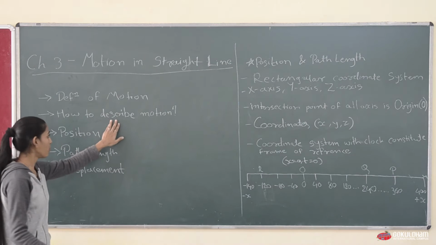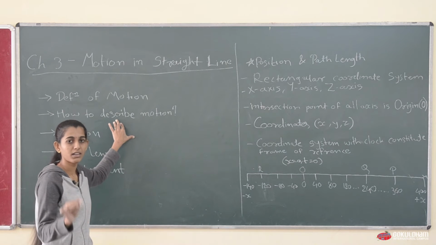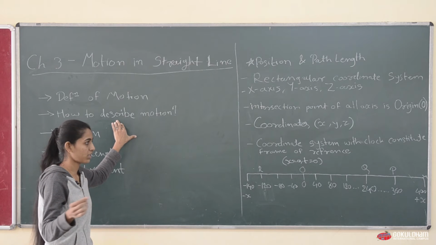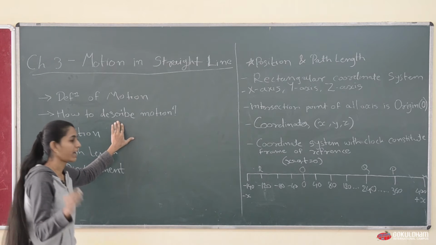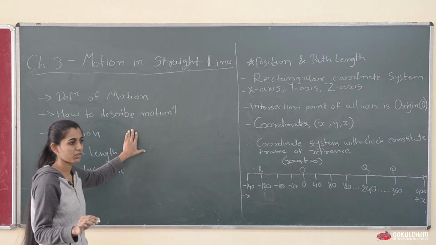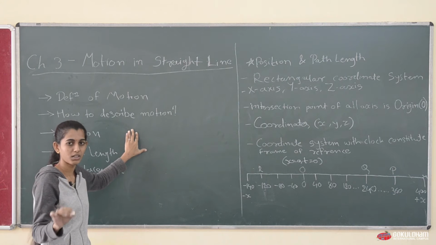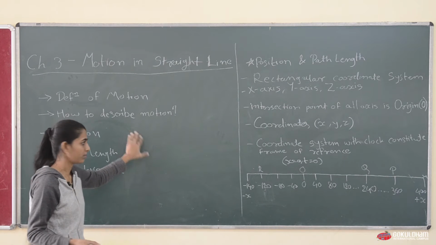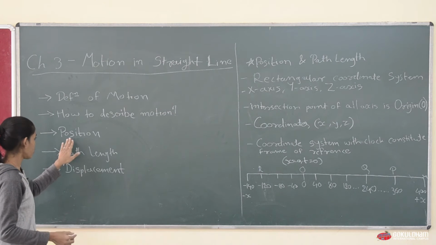Now to describe a motion, two points are required: velocity and acceleration, that we will see afterwards in this chapter. Right now we will limit ourselves to only the study of motion in a straight line, which is also called rectilinear motion. Now first of all, position.